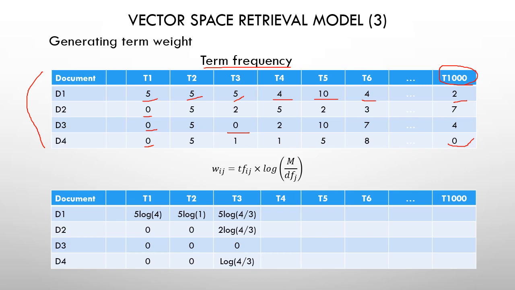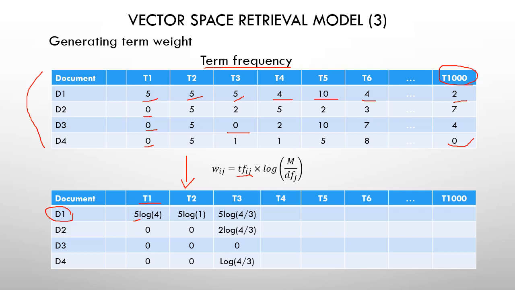Okay, so now let's calculate the weight. So we generate the vector space representations from the frequency tabulation. So for document number 1, term number 1, the weight is calculated using this formula. The frequency of term number 1 on document 1 is 5. So we write 5 here.